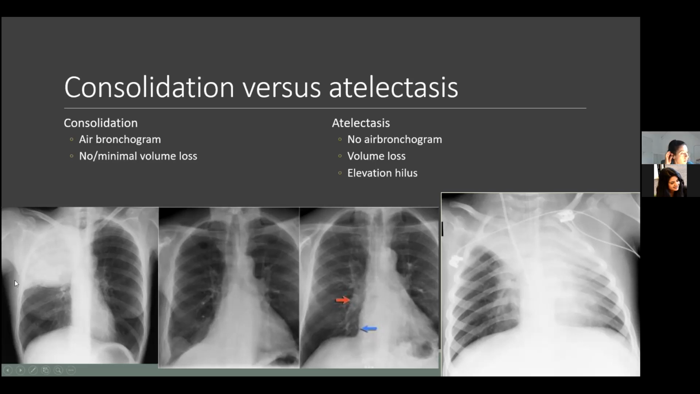This is an example of a lobar pneumonia, and you see that it's probably difficult to see, but there are some air bronchograms. And you see that there is minimal volume loss, more expansion of the consolidation. You see bulging of the fissure. So this is a typical example of consolidation and not atelectasis.